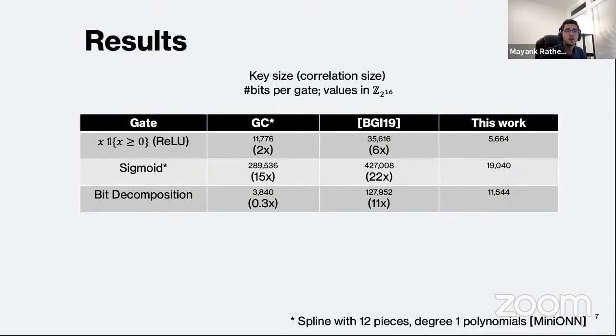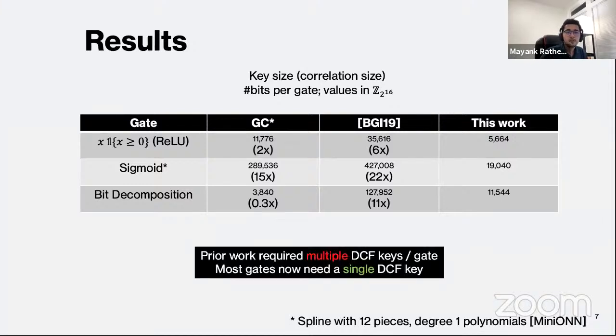To give you a concrete idea of our improvements, think of circuit wires carrying 16-bit values. For the ReLU gate, we achieve two times better key size than garbled circuits and six times better than prior FSS. For the sigmoid gate, which is approximated with a 12-piece spline, the improvements are way more substantial at 15 and 22x. For bit decomposition, we are 11x better than prior FSS, but slightly worse than garbled circuits. And we do implement a few more gates as well, which I won't have time to go over in this talk.